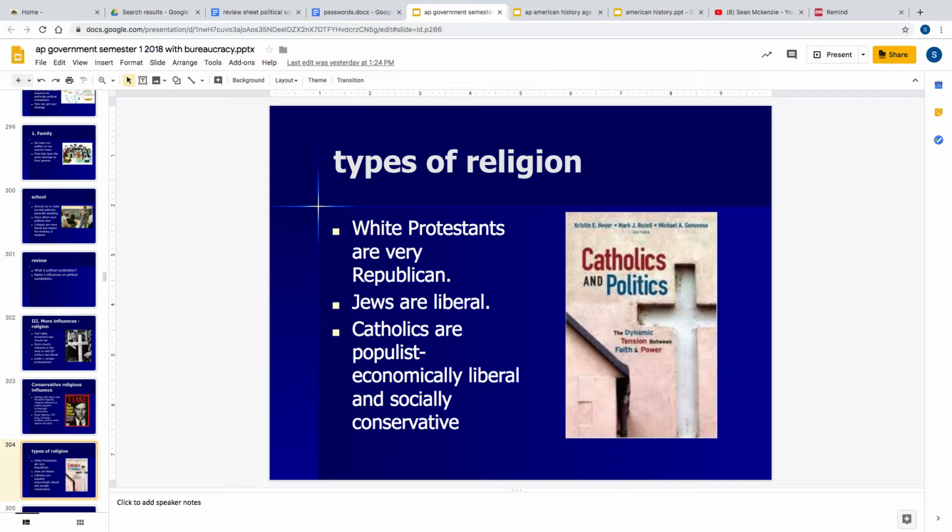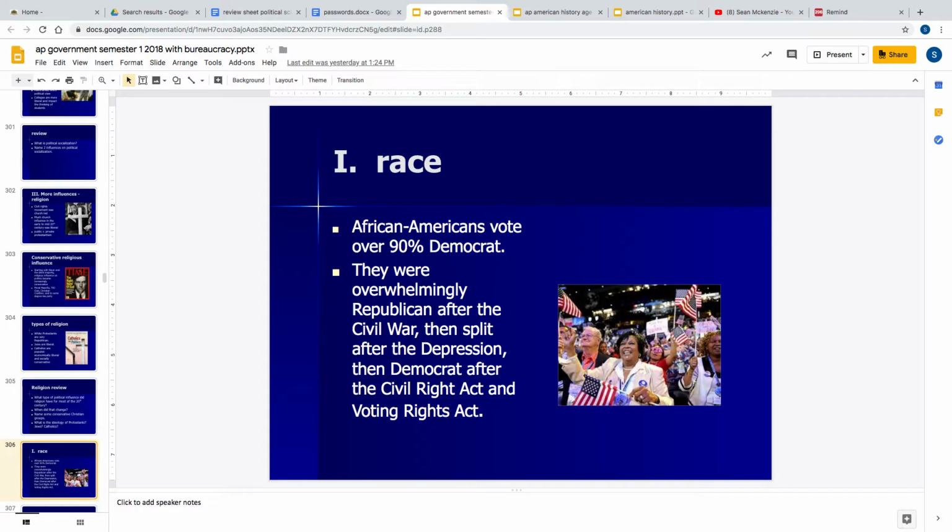White Protestants tend to be very conservative. Jews tend to be liberal; they associate with oppressed groups in history. Catholics are kind of split. And then you have the story of African Americans. African Americans are over 90% Democrat.